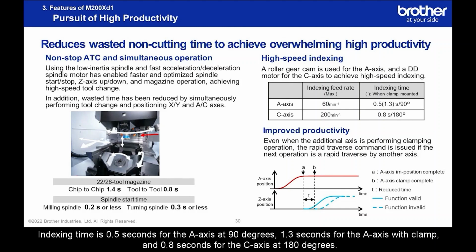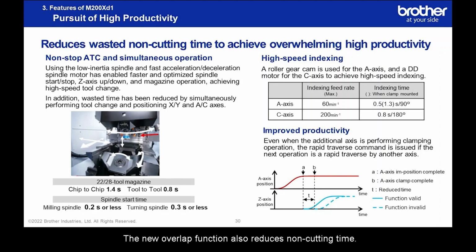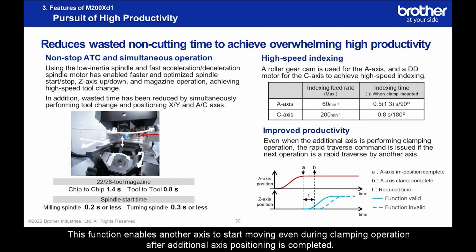Indexing time is 0.5 seconds for the A-axis at 90 degrees, 1.3 seconds for the A-axis with clamp, and 0.8 seconds for the C-axis at 180 degrees. The new overlap function also reduces non-cutting time. This function enables another axis to start moving even during clamping operation after additional axis positioning is completed.